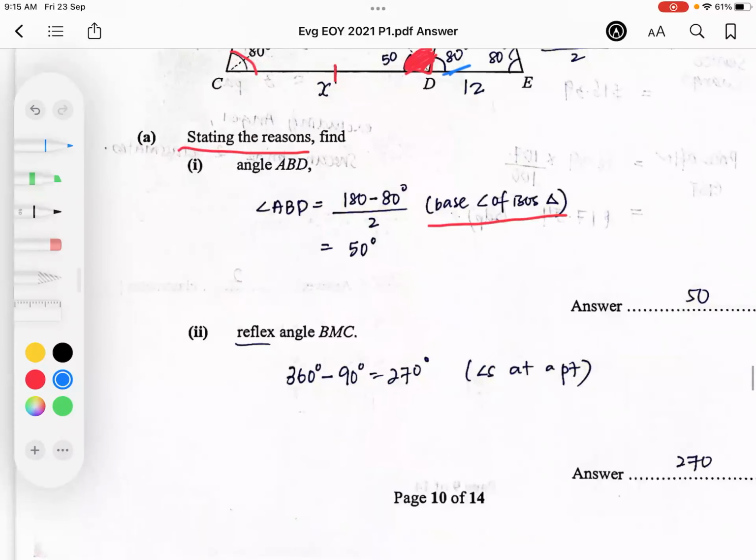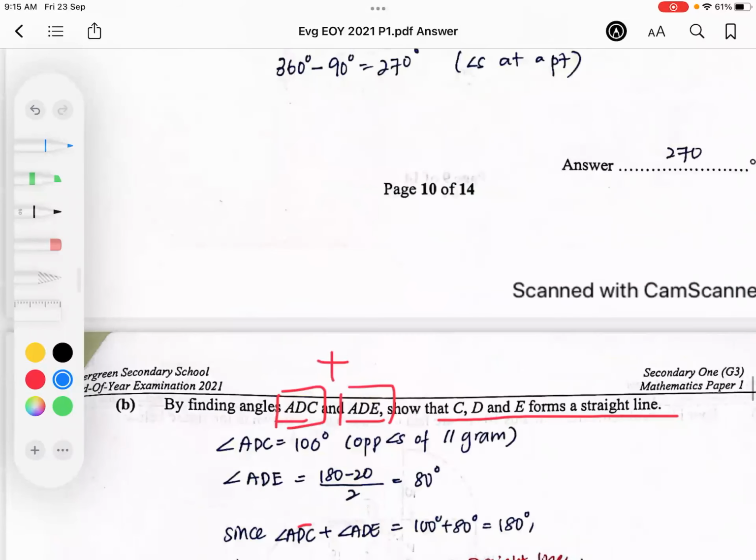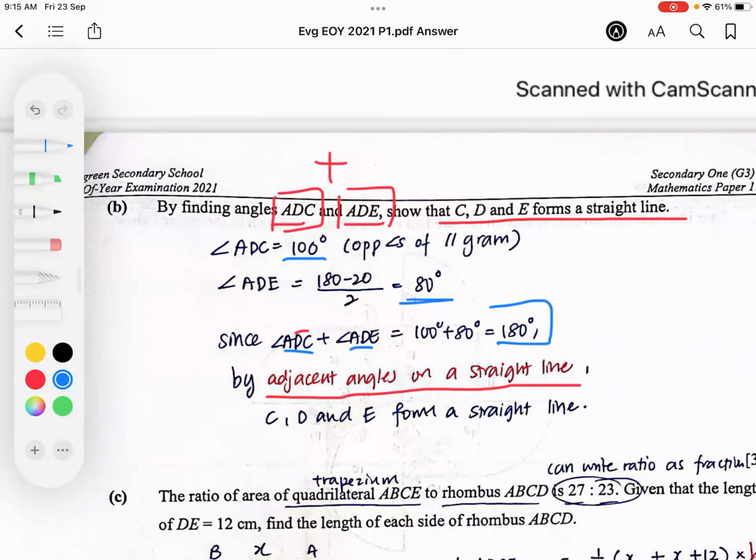Then I write, since this angle plus this angle equals 180, the magic number, by the property name, therefore it's a straight line. So you must state the property name, adjacent angles on a straight line. Clear?